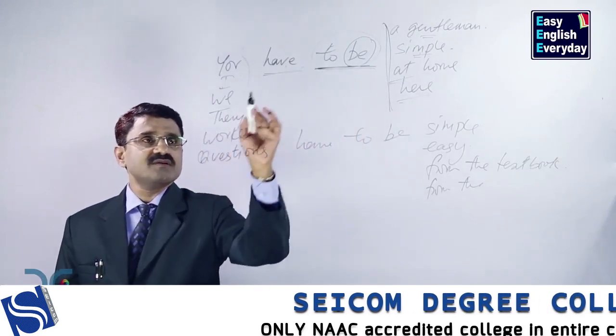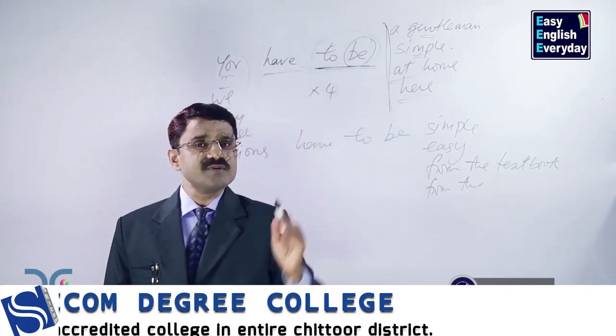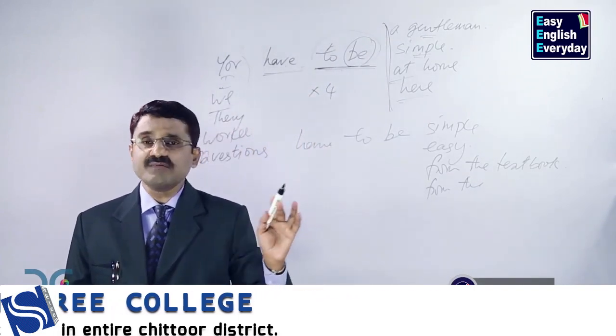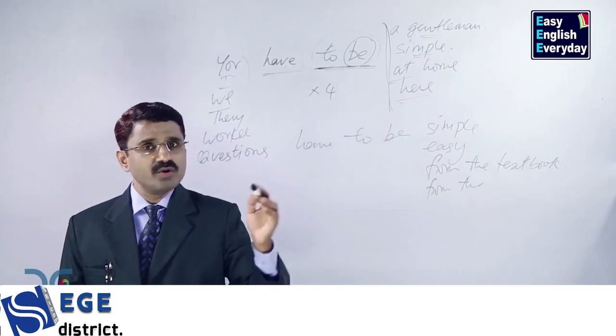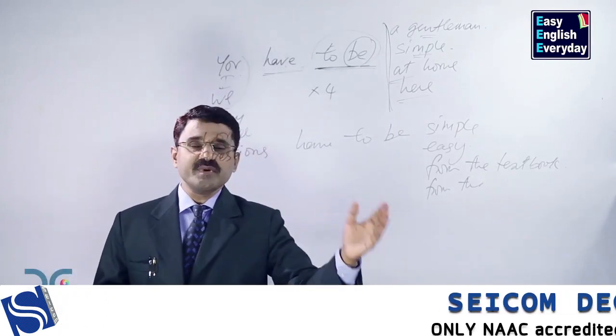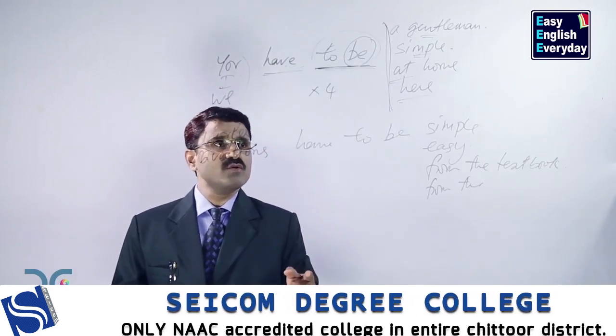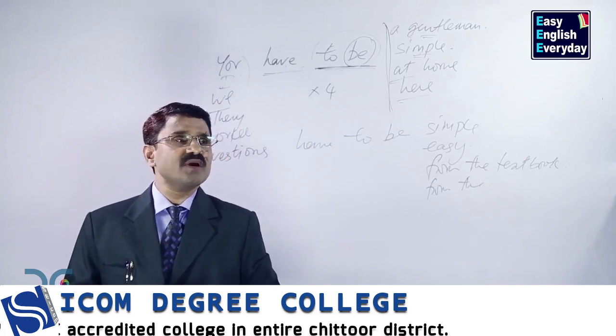Now after that, try to know how to use this in 4 different ways. You have to be simple. You don't have to be simple. Do you have to be simple? Don't you have to be simple? They have to be at home. They don't have to be at home. Do they have to be at home? Don't they have to be at home?